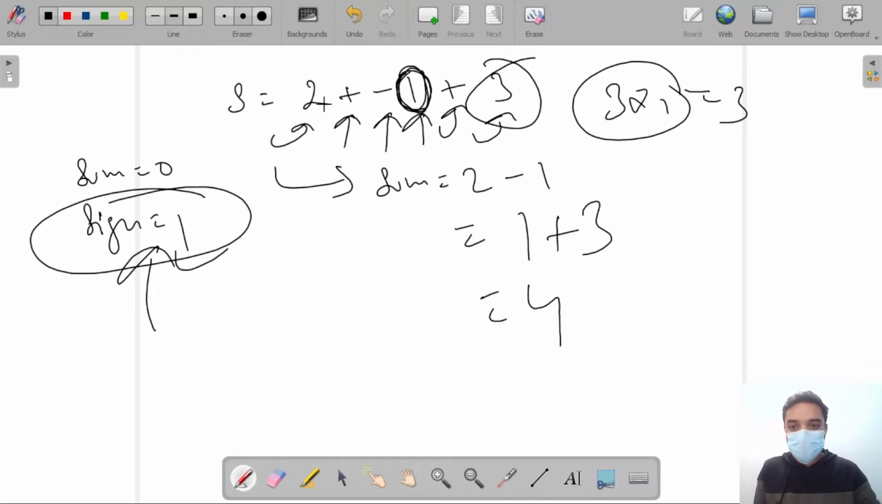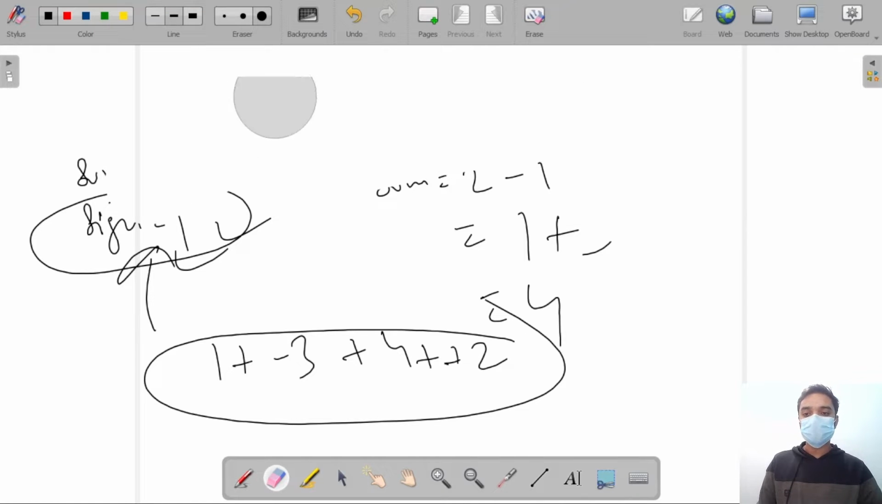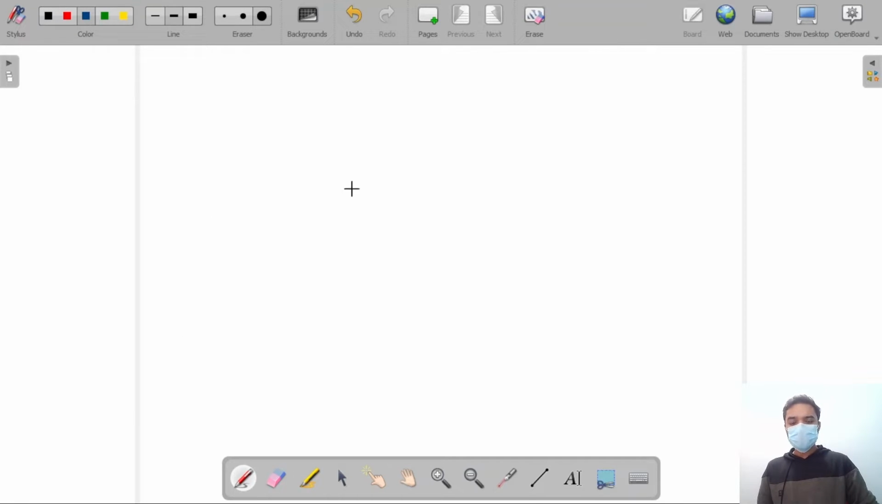This is how, if there are multiple signs in this, like 1 plus minus 3 plus 4 plus 2, this is how we have to do it. We have to take an integer sum and an integer sign, and we are just going to update our sign with this. Fine. So now let's talk about those parentheses, how we'll be going to do those. I hope you understood about the sign.